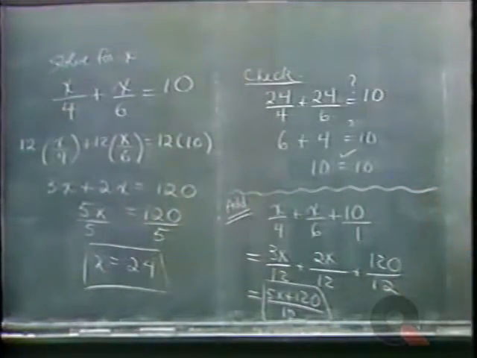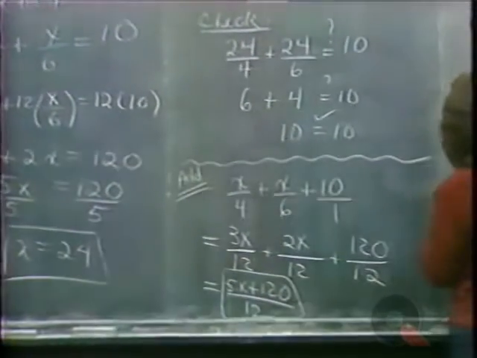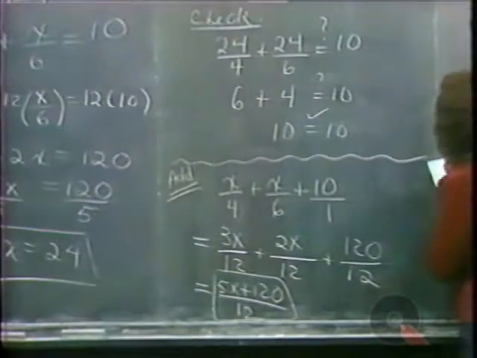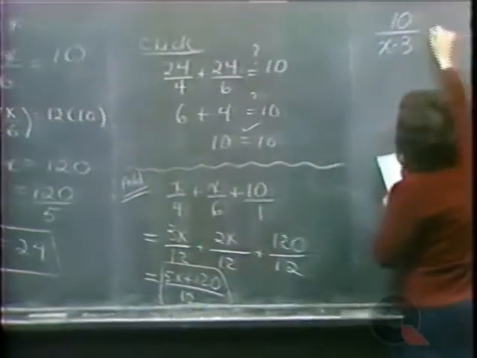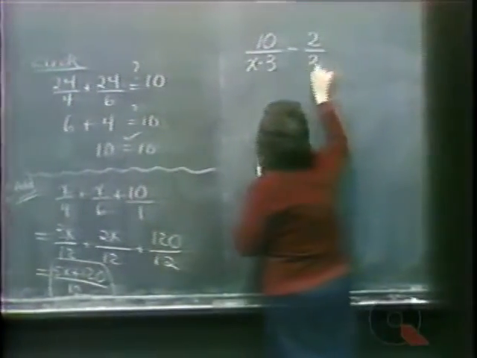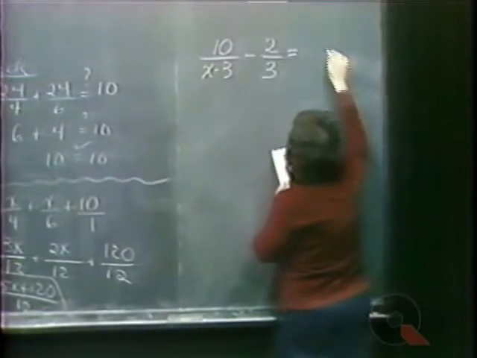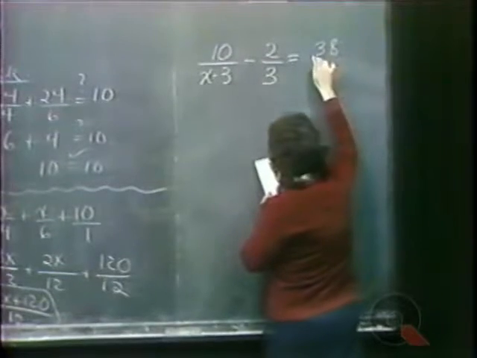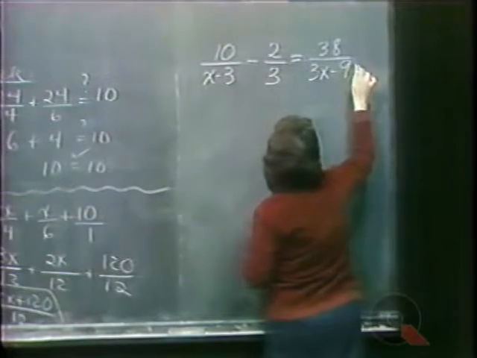Let's move on to a slightly more complicated problem in fractional equations. We want to solve for x. 10 over x minus 3, minus 2 over 3, is equal to 38 over 3x minus 9.